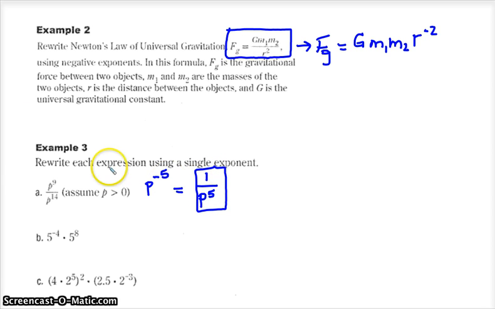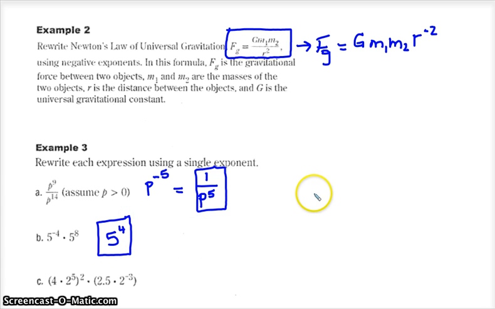How about the next one, part B? I have the same base, so I will add my exponents together. 5 to the, and then I have negative 4 plus 8, which equals 4.